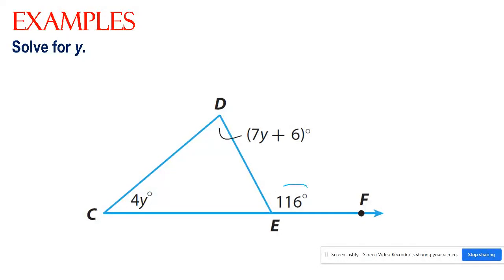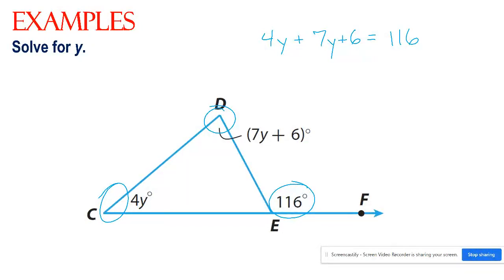You'll notice we have an exterior angle, 116 degrees. We have the two opposite interior angles. So what we know is that angle D and angle C have to add together to give us 116. So I'm just going to take what they've given us, which is 4y and 7y plus 6. I'm going to add those together, and it will be equal to 116.